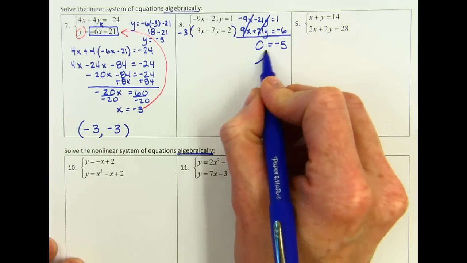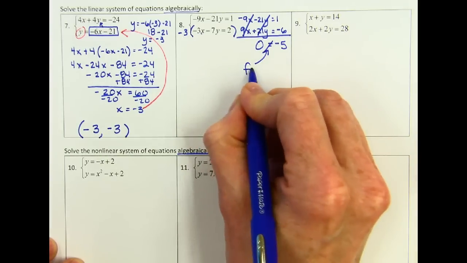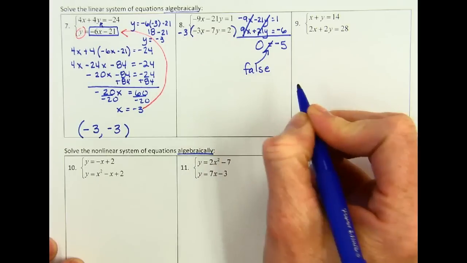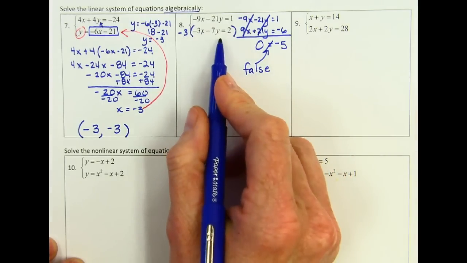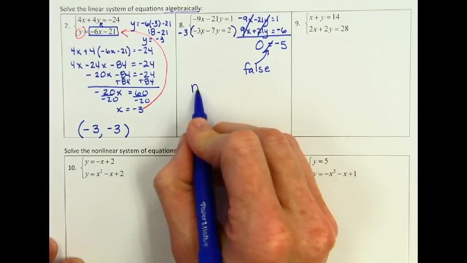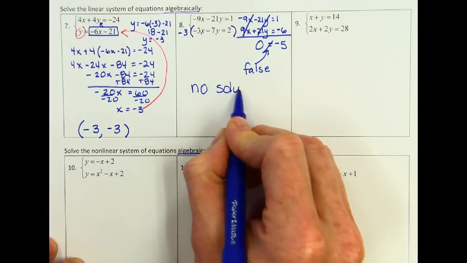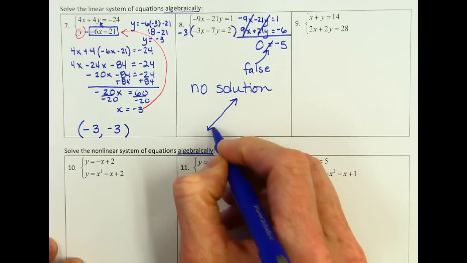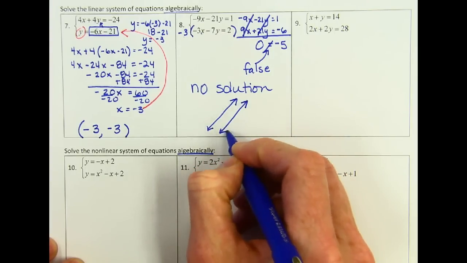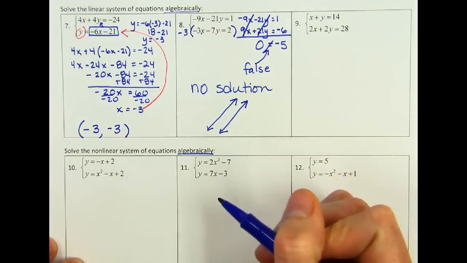Now, this is not true, so this is a false statement. So since this is false, this system cannot happen. So really what it means is this one is a no solution, and we know from the previous side and from previous knowledge that this really means these two lines will be parallel.